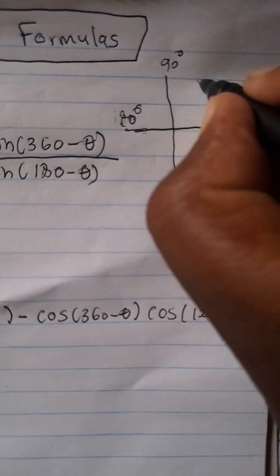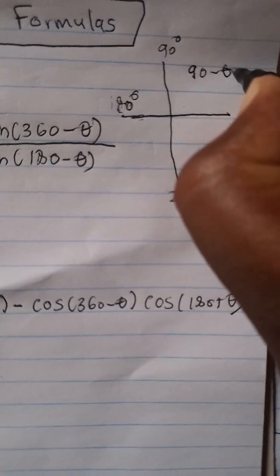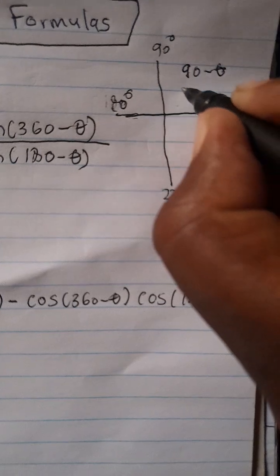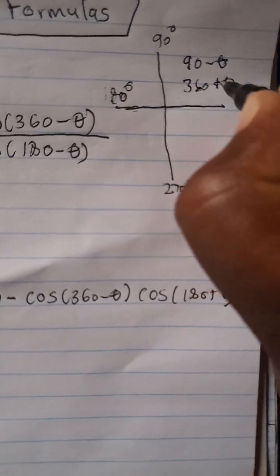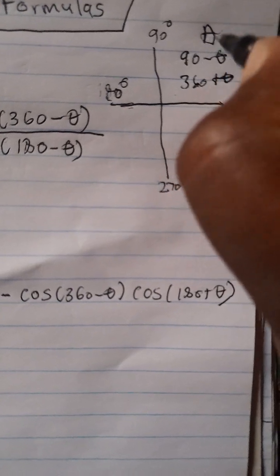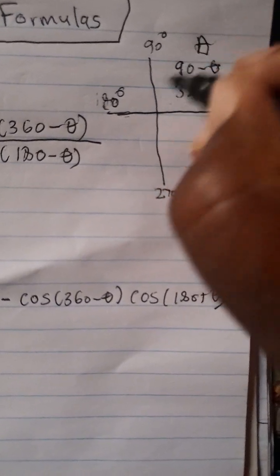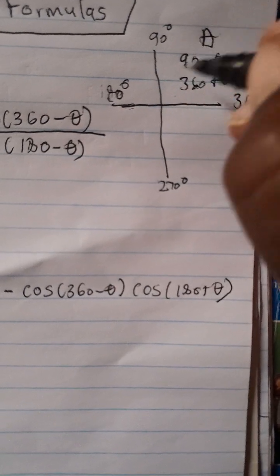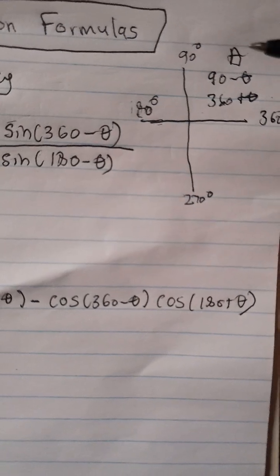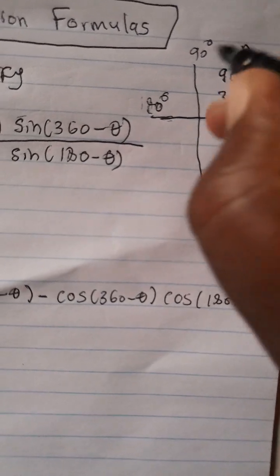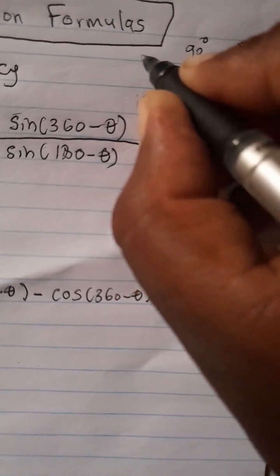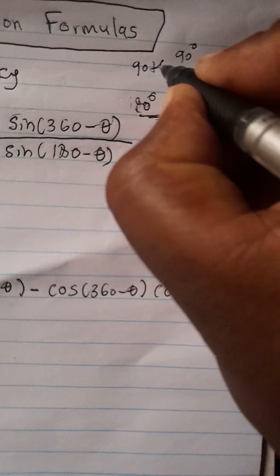At the first quadrant, this is where we find 90 minus theta, and also 360 plus theta. All trigonometric ratios are positive here. Your sine, your cos, your tan, they are positive here. You just have to know that all of them are positive here. Then here we have 90 plus theta.